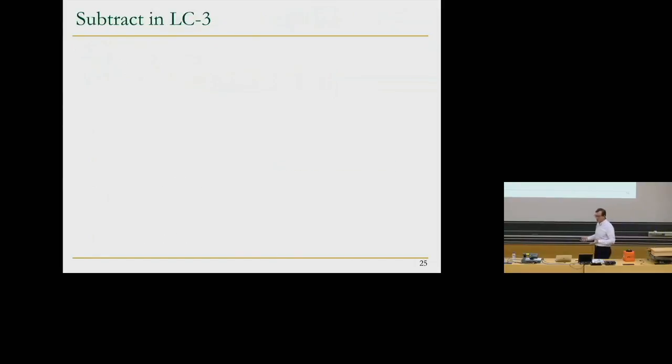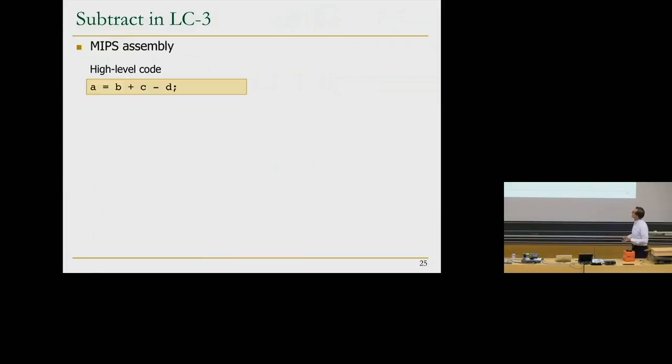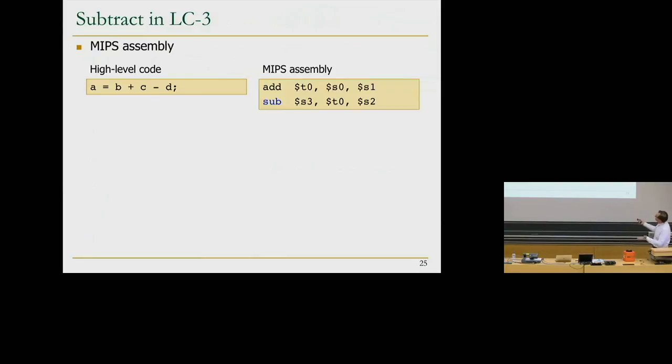Okay, so how do you do subtract? I've shown you add. In MIPS, there is a subtract instruction. Let's start with the high-level code we want to implement. You should be able to convert this code to MIPS assembly, hopefully soon. But basically, this is a simple way of implementing this high-level code in MIPS assembly. You add S0 and S1, which happen to be B and C, store the result into a temporary register, T0, and then take that temporary register and subtract from it S2, which is D, and store the result into S3. So you have a nice subtract.